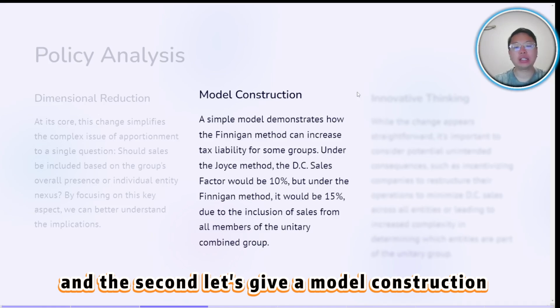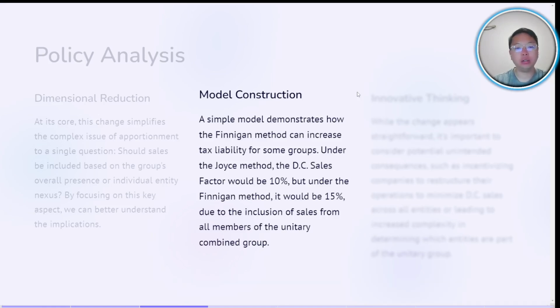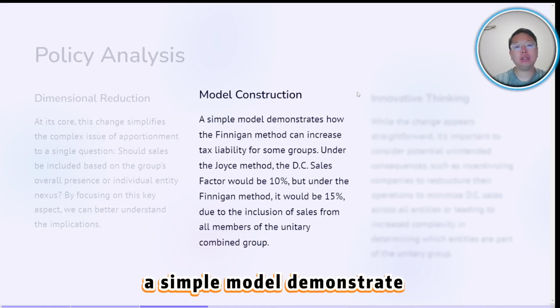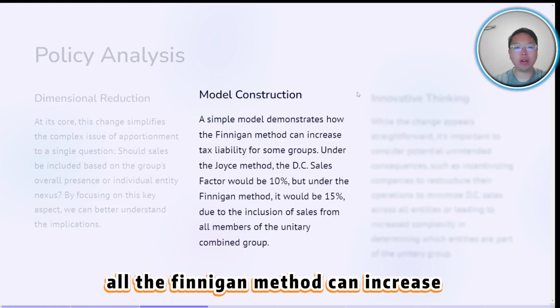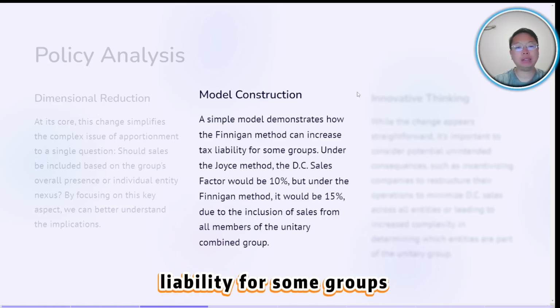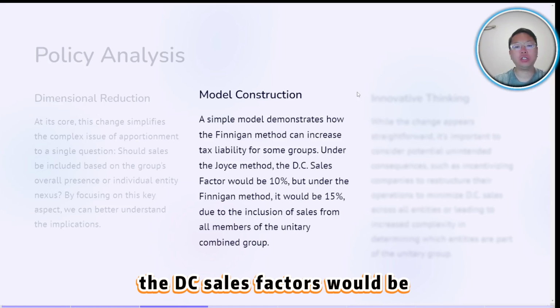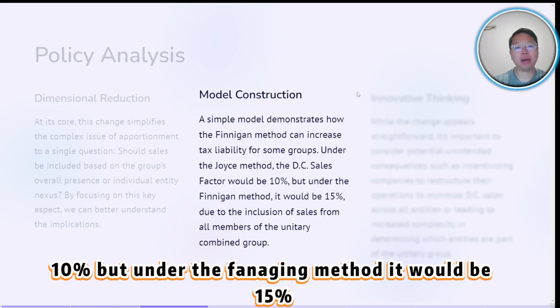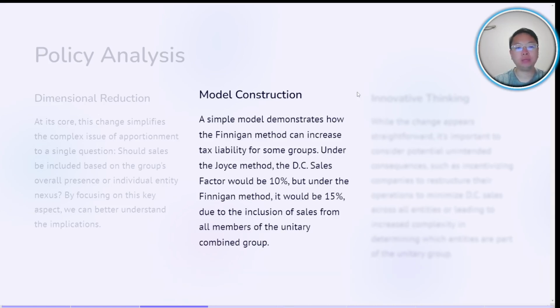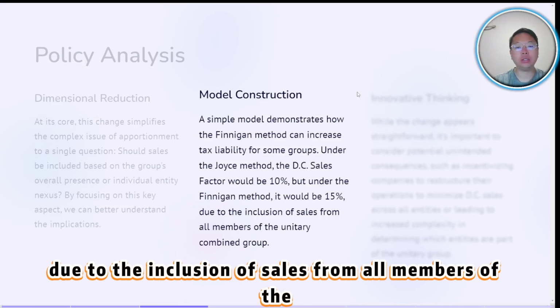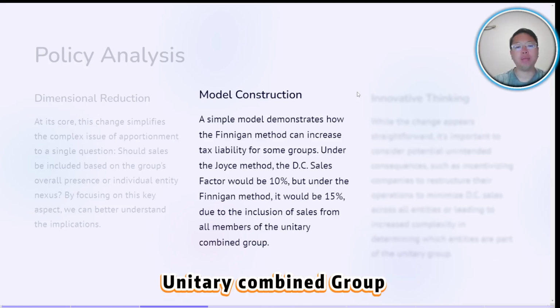And second, let's give a model illustration. A simple model demonstrates how the Finnegan method can increase tax liability for some groups. Under the Joyce method, the DC sales factor would be 10%, but under the Finnegan method, it would be 15% due to the inclusion of sales from all members of the unitary combined group.